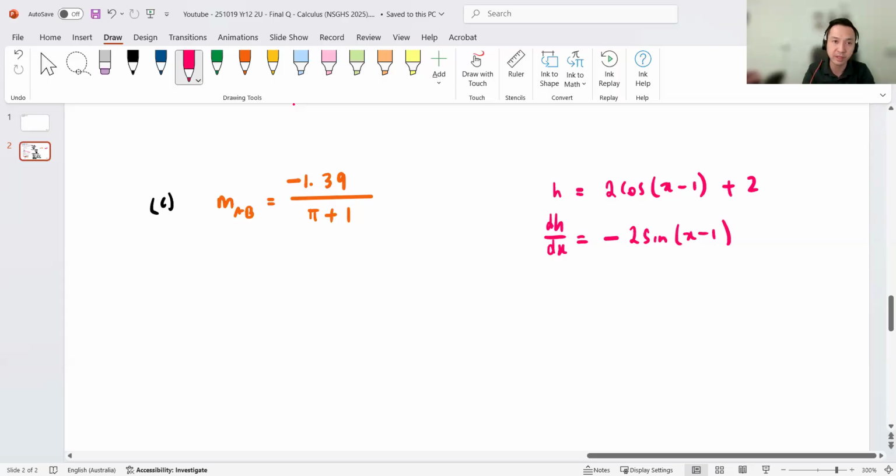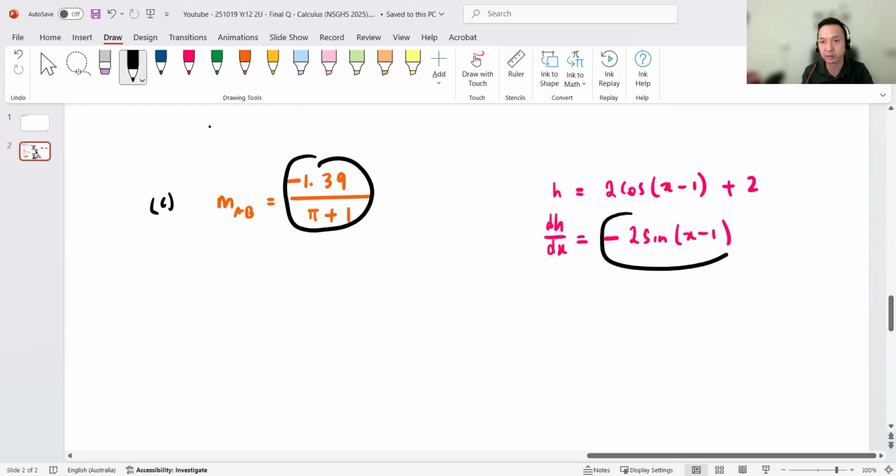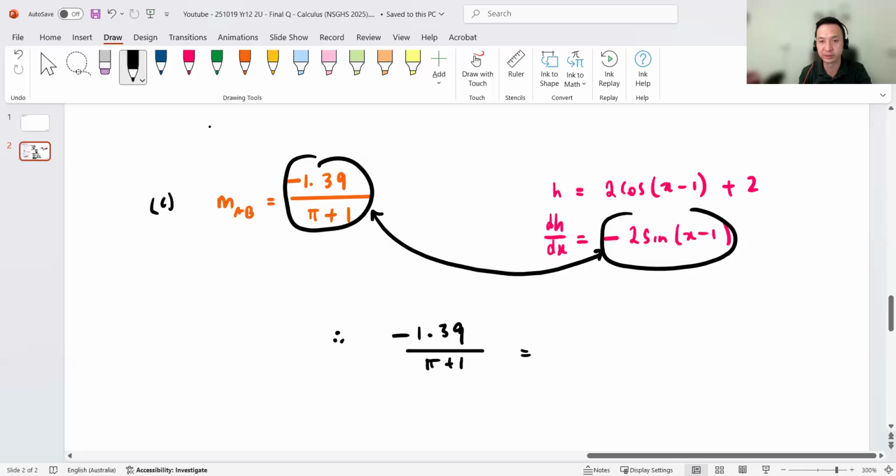I need to set this equal to this, and then solve for x. That will give me the x value where C occurs, and then I sub that into h to find the y value. So therefore, minus 1.39 over pi plus 1, that's just a constant, equals minus 2 sine(x minus 1). Yeah, probably need to do this in radians.